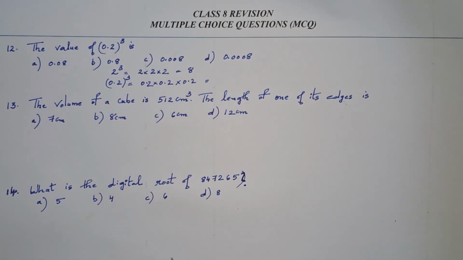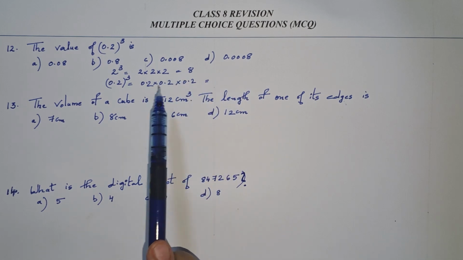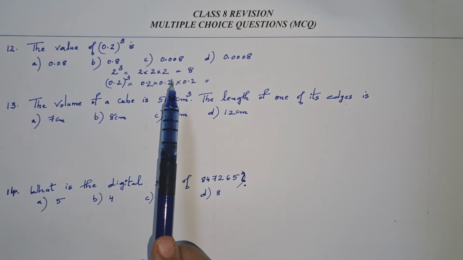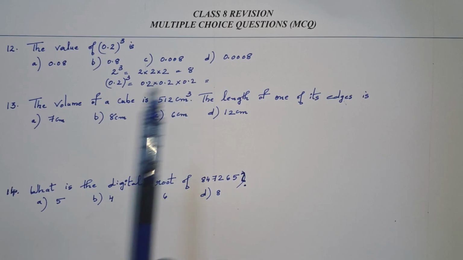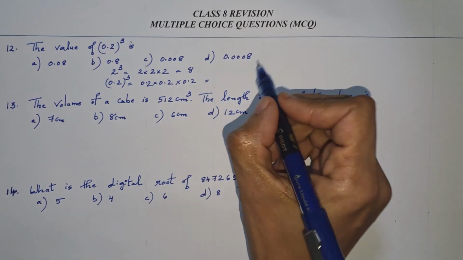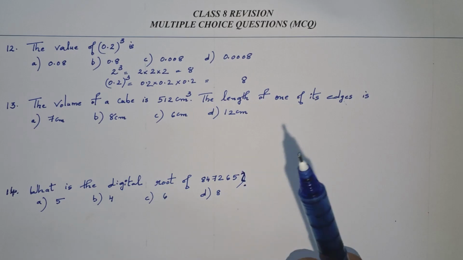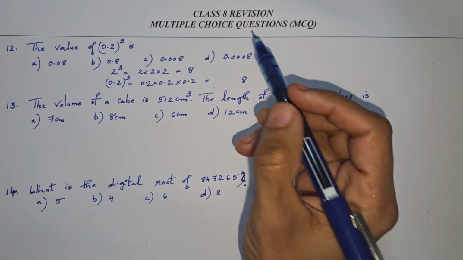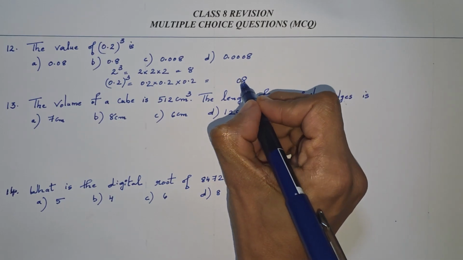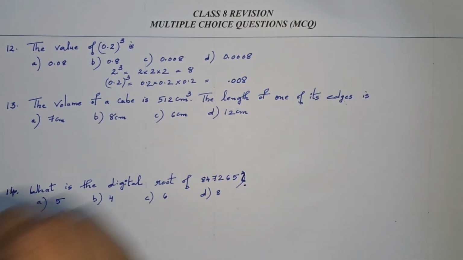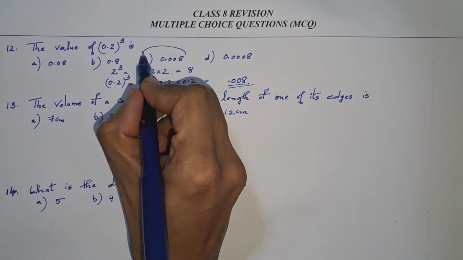Okay, so there is one decimal place in each of these 0.2s, making a total of 3 decimal places. 1, 2, 3. 3 decimal places. So while writing the answer, we have to move 3 decimal places to the left. We don't have any digits to the left of 8, so we can put zeros, and this will be the answer. So the correct answer is option C.